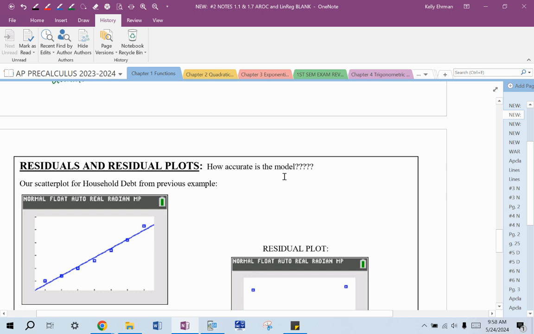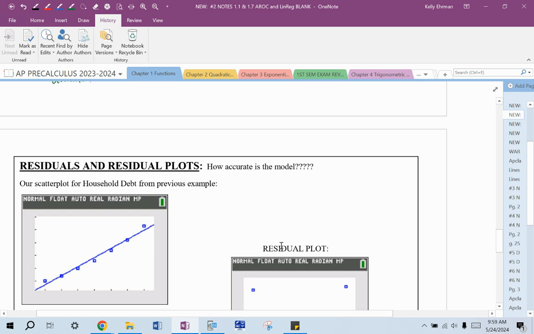All right, residuals and residual plots. So you're not going to have to create one of these, but you are going to be shown residual plots and asked to interpret what's happening. Residuals and residual plots help you figure out how accurate the model is that we're working with.